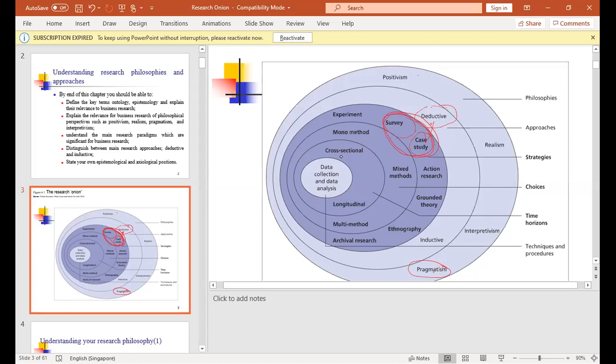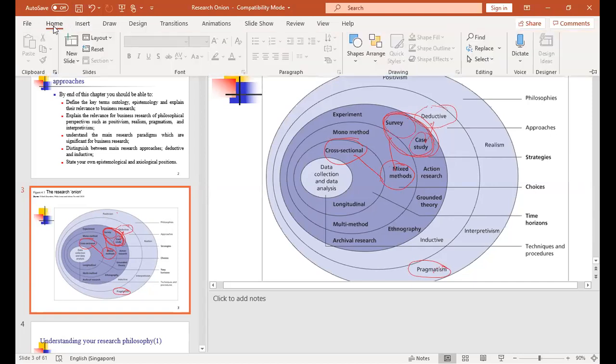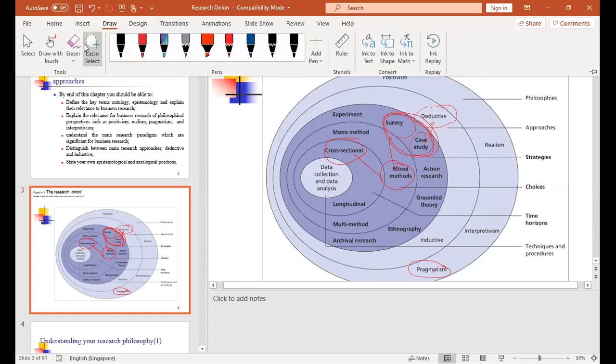Then you obviously come to mixed methods and then come to cross sectional. Clear? Is it very clear? Any questions? I'm waiting for you. Any questions?